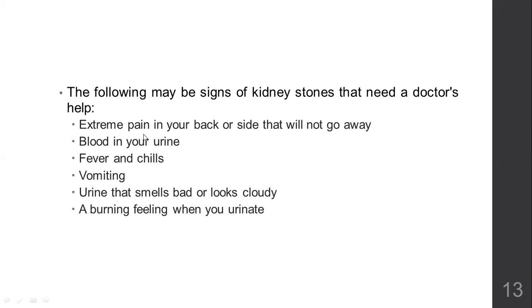These stones, if they don't have a smooth surface especially, can cause a tear in your ureters, or wherever they are stuck. Okay, and it will lead to bleeding, and that's how you will have blood in urine. Fever and chills, vomiting, urine that smells very bad or looks cloudy. Okay, and you have a burning feeling when you urinate. If you have all these signs and symptoms, it means there are high chances that you may have a kidney stone.